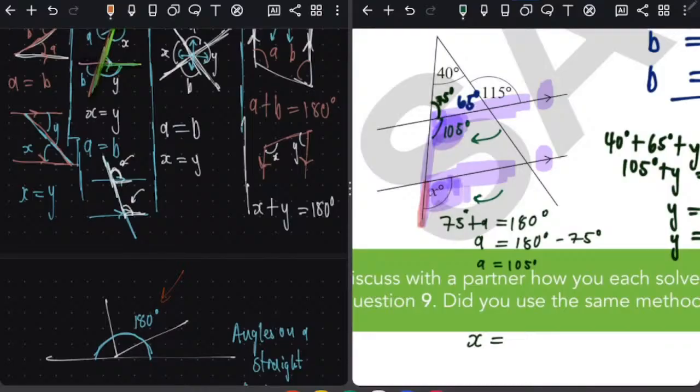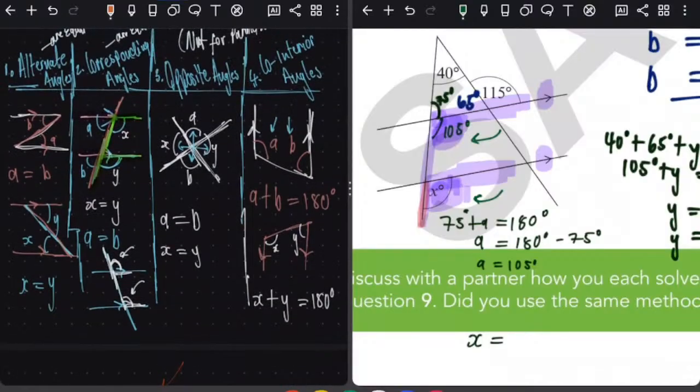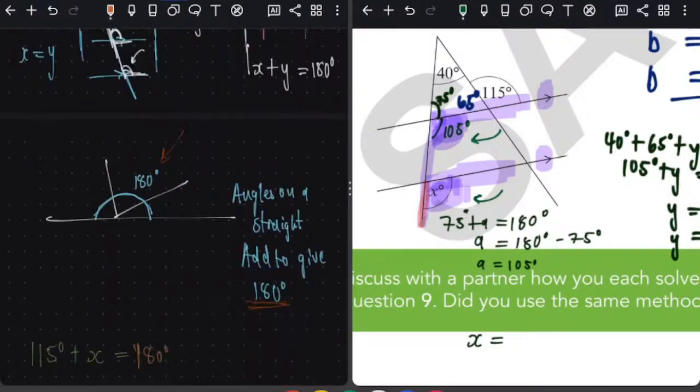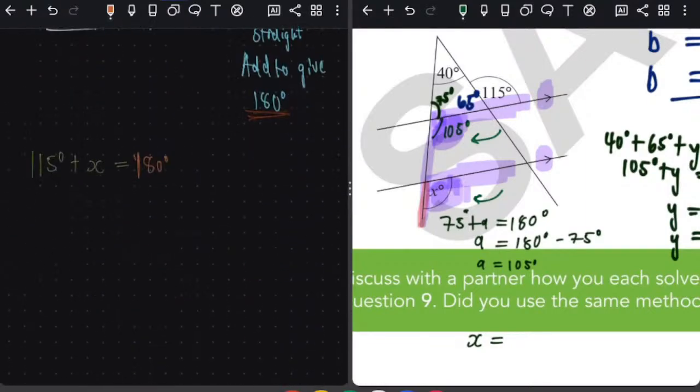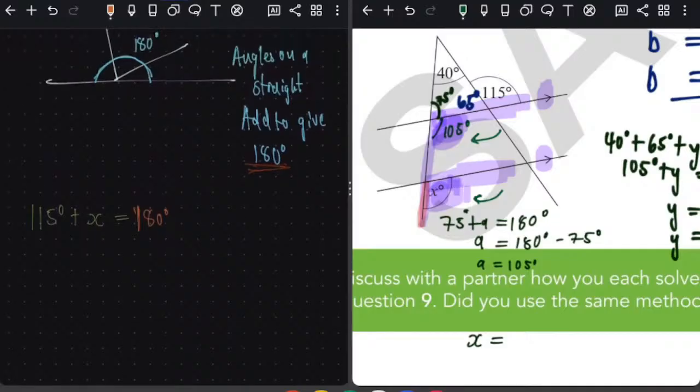So that means they are corresponding. They make the letter F and they're inside the F. They are corresponding. And what did we say about those that make the letter F? We say those that make the letter Z are equal. Those that make the letter F are equal. Those that are opposite are equal. Those that make the letter U are the only ones that you don't say equal. For U and for angles on a straight line, you say they add up to give 180. So please, are we together?